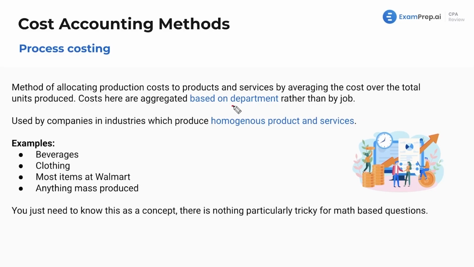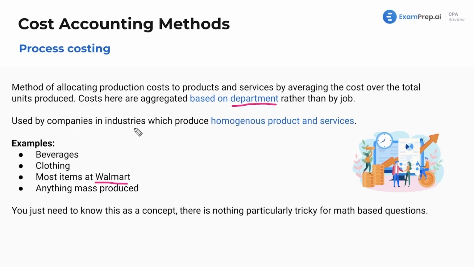So based on department, because we are, let's say, Walmart, we're mass producing items, right? We're mass producing chairs, mass producing TVs, mass producing fishing equipment, mass producing Xboxes. Well, I guess we don't produce the Xboxes, but rather than by job, we have the electronics department, we have the clothing department, mass producing t-shirts and shoes.